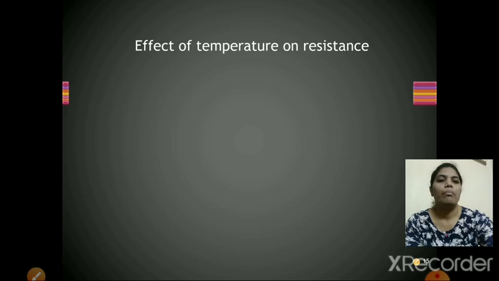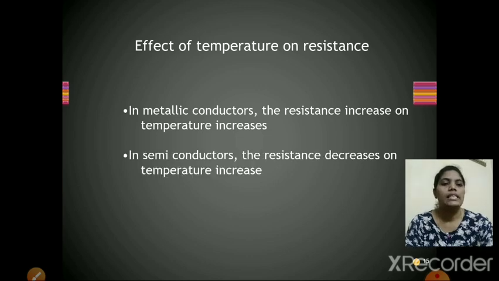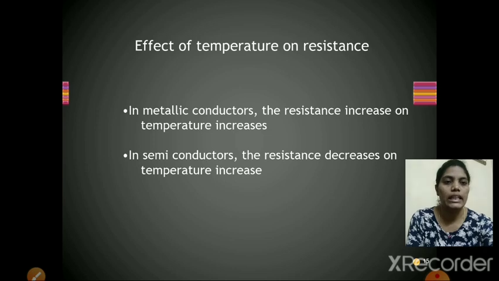Now what is the effect of temperature on resistance? In metallic conductors, the resistance increases as temperature increases. In semiconductors, the resistance decreases as temperature increases. Later, in other sessions, we are going to discuss this effect of temperature on resistance in detail. So you just remember, as the temperature increases, for metallic conductors resistance also increases, and for semiconductors the resistance decreases.